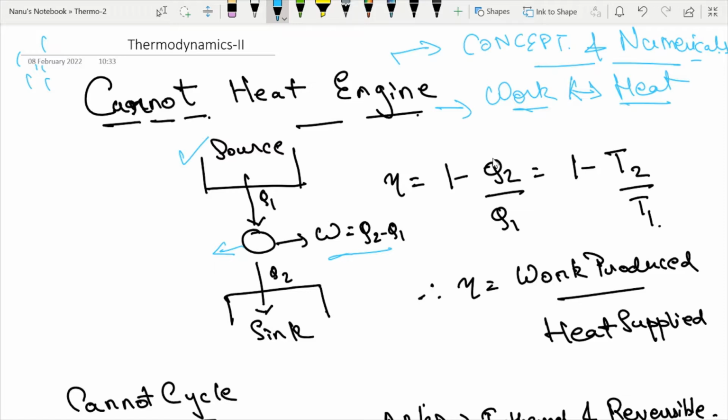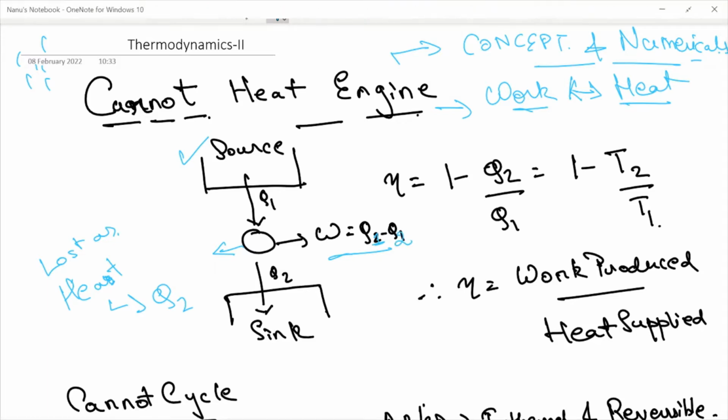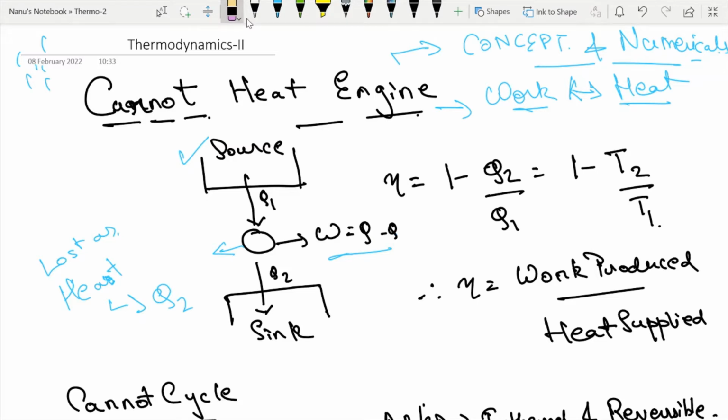And obviously in any engine, there is some amount which is lost as heat, right? Lost as heat, and that goes to the sink. Suppose this is your Q2, right? So your work will be the amount that you have got minus the amount that you have lost, right? So over here, I think there is a small glitch, that this will be Q1 minus Q2, right? So the amount of heat that you have got minus the amount of heat that is lost. So this is the source minus the amount that goes to the sink or that is lost.